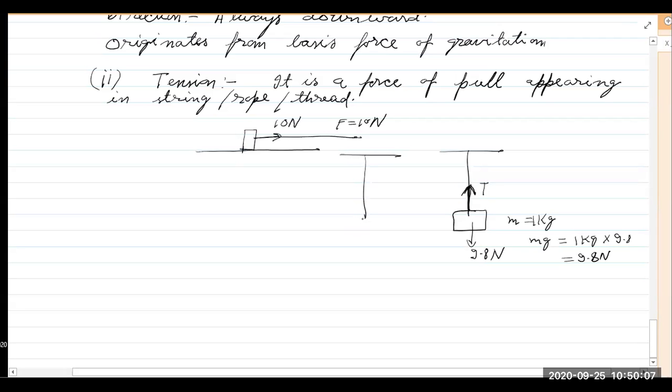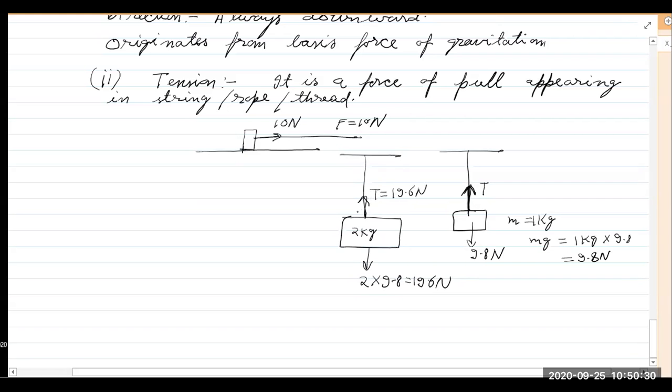Now we take a second example. If I have another object which is even heavier, suppose this is 2 kg, then in this case the weight will be 2 into 9.8, so that is 19.6 Newton. Here also the object is not going down, so the tension in this case is 19.6 Newton.